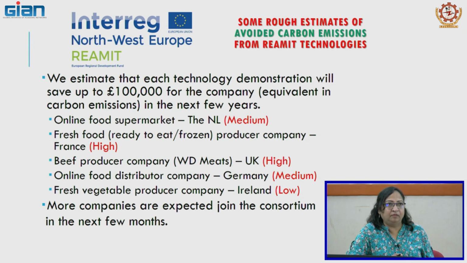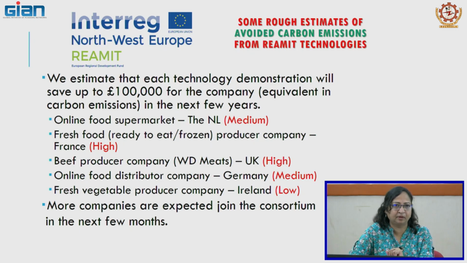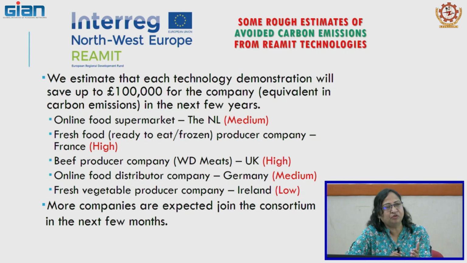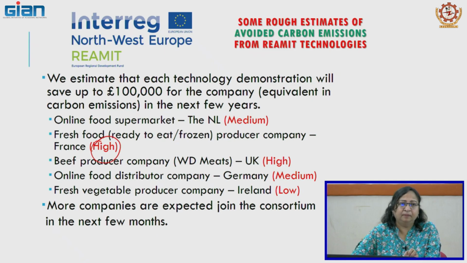The online supermarket which I have shown, the name is not mentioned because they have not allowed us. They have used it and obtained some medium level of benefit. The fresh food company, fresh fruit and vegetable, got the highest level of benefit. A beef producer was also highly benefited. Fresh fruit and beef are both very difficult to sell if time passes. So, perishability is very questionable if you are not having the sensors. The quality is maintained, so high level of benefit.